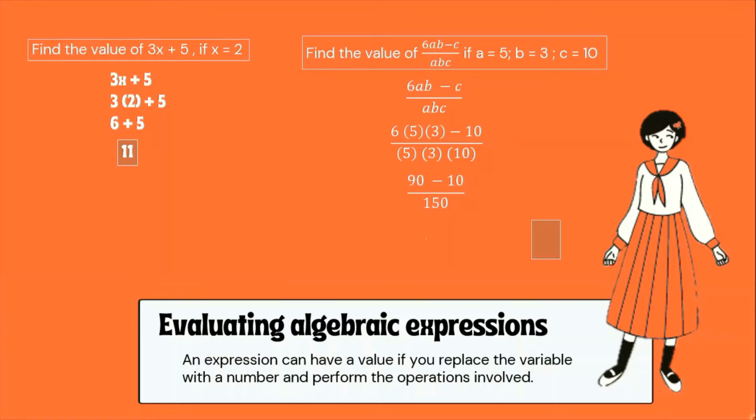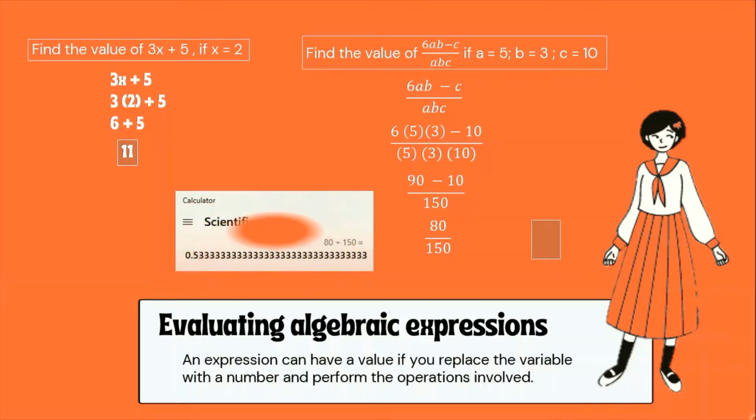Next natin gawin ay, kailangan na muna natin i-perform yung nasa taas bago tayo makapag-proceed dito sa baba. 90 minus 10 is equal to 80. Now, we have two ways on how we can arrive with the answer or evaluate this expression. First, we can simply divide 80 by 150 because this bar refers to division. 80 divided by 150 is approximately estimated to 0.53 when rounded off to the nearest hundreds. So, yung isang sagot dito ay possible na 0.53.